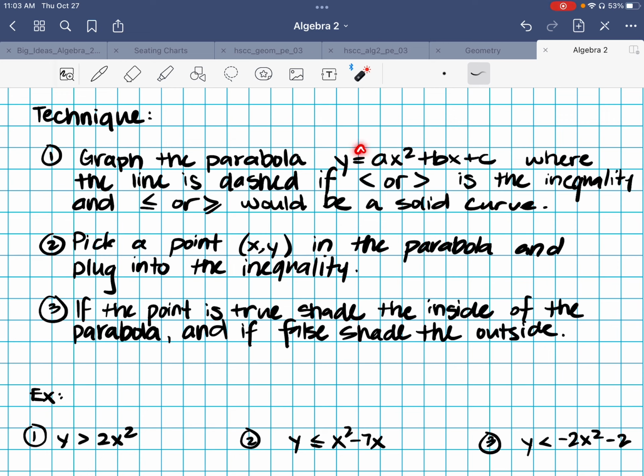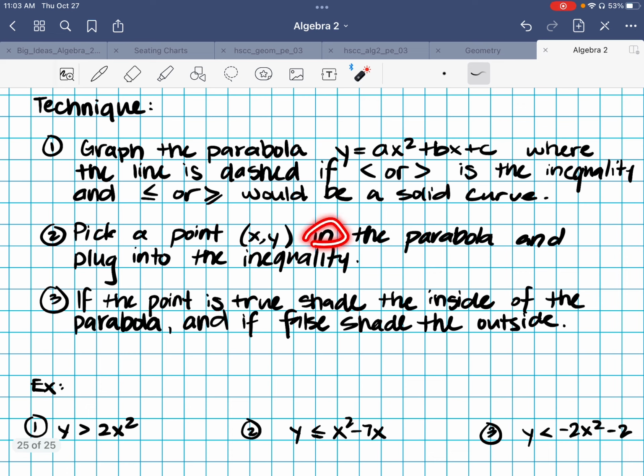Step two, you're going to pick a point and then you're going to test it. Now, the point I would suggest is inside the parabola. Don't pick something outside the parabola. Pick something inside. If you feel like you can do the outside ones, go ahead. I'm just going to say I'm always going to pick something on the inside. Pick a point inside the parabola and plug it into the inequality.